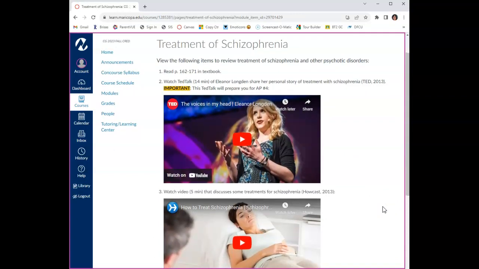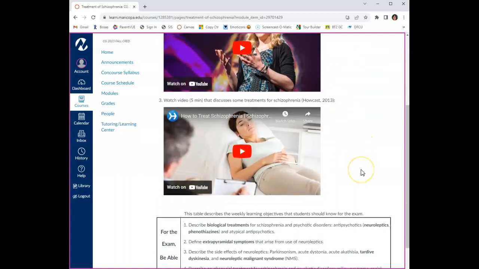The fourth section is treatment of schizophrenia. The primary treatment of schizophrenia and other psychotic disorders involves biological treatments, though there are several psychosocial treatments that can be effective. I want to point out this TED Talk by Eleanor Logden about her experience with schizophrenia. It will prepare you for application paper number 4. Please read the designated pages in the textbook and watch the assigned videos.